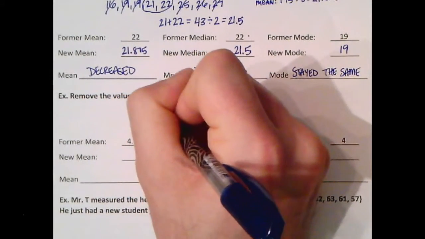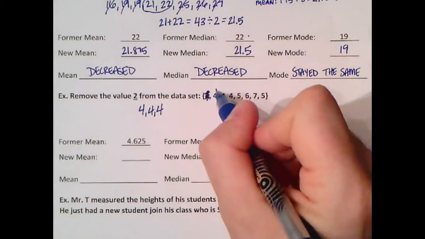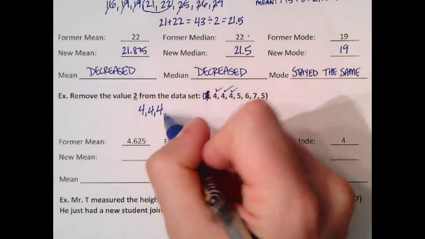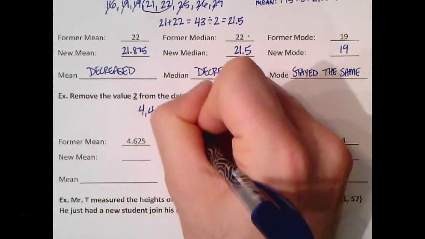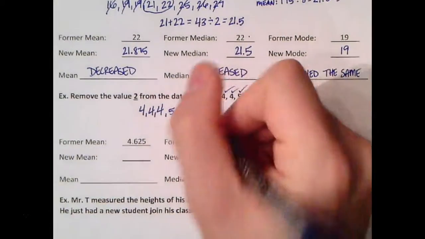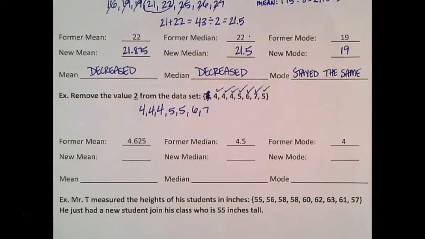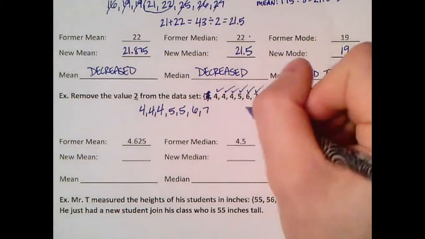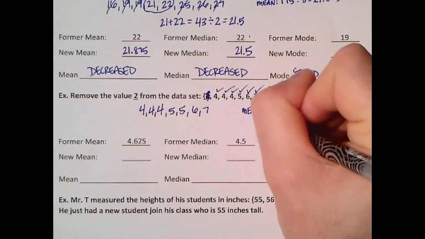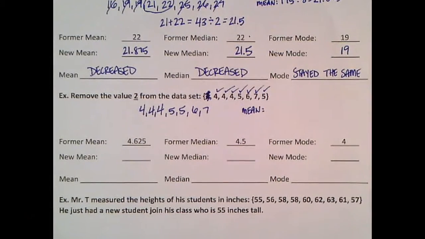4, 4, 4. I have 2 5s, 6, 7. All right. So let's find the mean first, then we'll take a look at the mode, see if that changed, and then we will calculate the median. All right. For this, to figure out the mean, you're going to take all those values and you're going to add them together. Go ahead and do that now, and then check in with me.